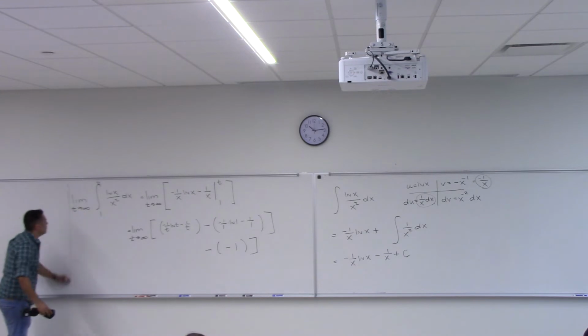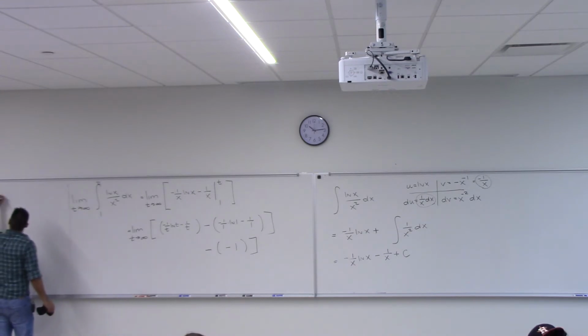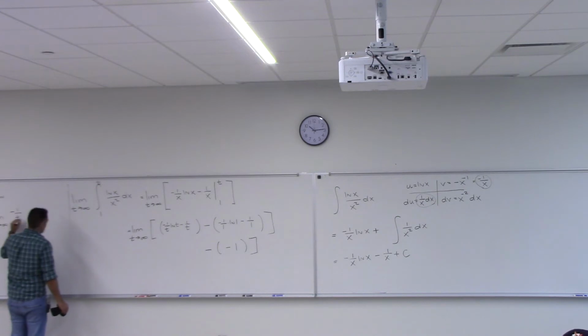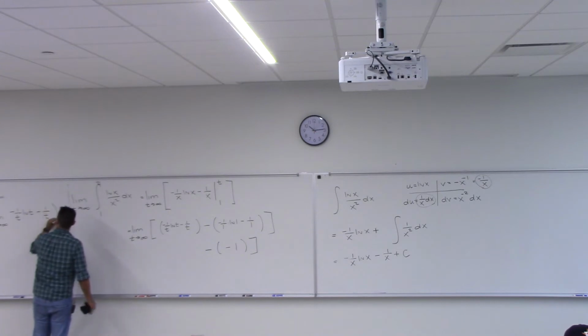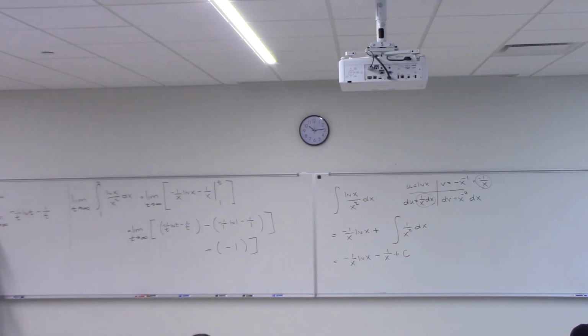So some more scratch work here. What is the limit as t goes to infinity of negative 1 over t, natural log t, minus 1 over t? I think you can do this still with, well, do we need L'Hopital here? I was trying to do one that didn't have L'Hopital. This goes to what? 0.